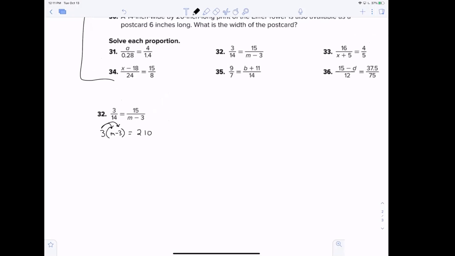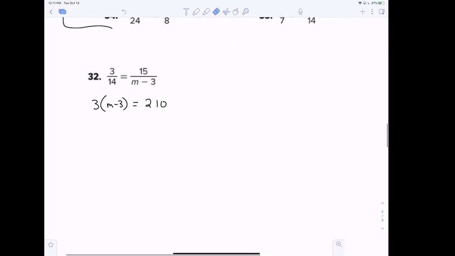Listen, stop. I'm going to show you something else today too. What's the rule? Cross multiply and then what? Divide. So then we're going to divide by 3. Better write this down: cross multiply, divide by 3. What's 210 divided by 3? These cancel. I want everybody to put m minus 3 equals 70.